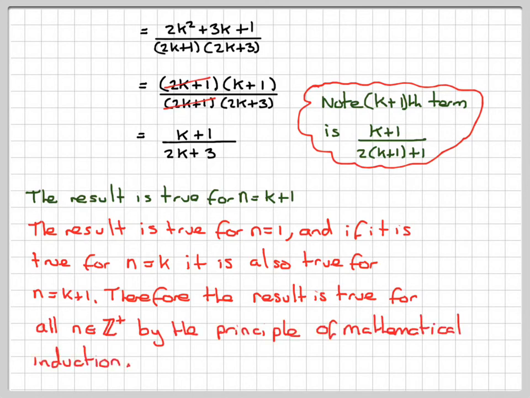Unfortunately, you do need to write down this conclusion. It is important. It is part of the proof. So what we're saying is, if it's true for n equals 1, then it will be true for the next value, which is n equals 2. If it's true for 2, then it's true for the next value, which is n equals 3, and so on for all positive integers.